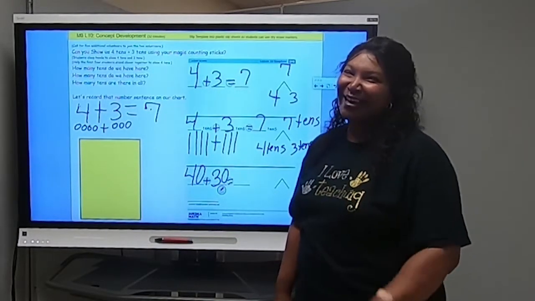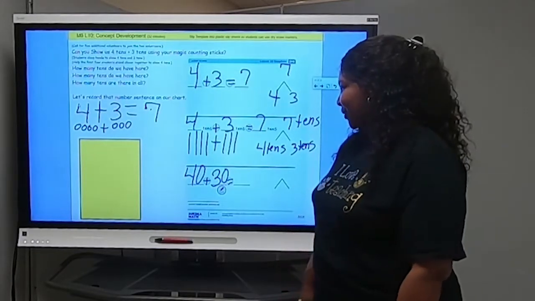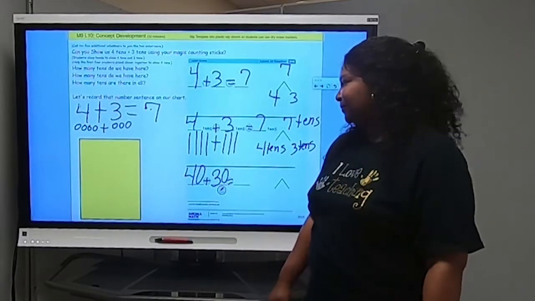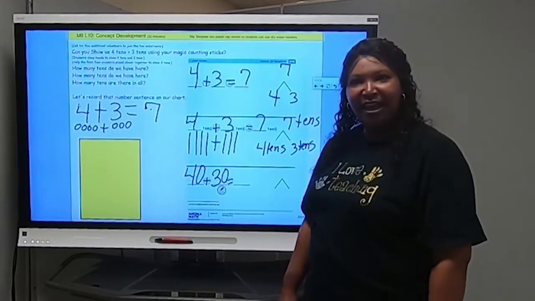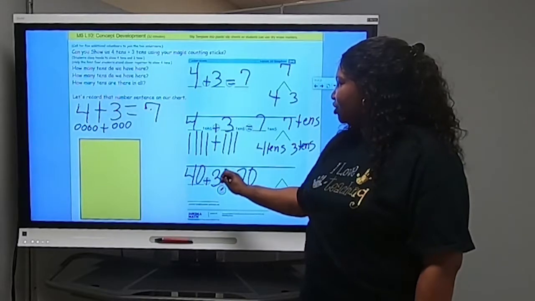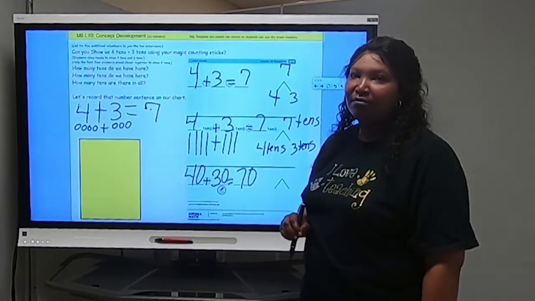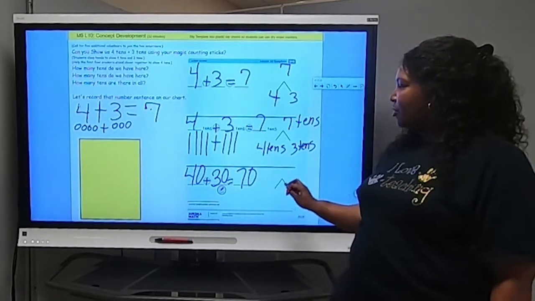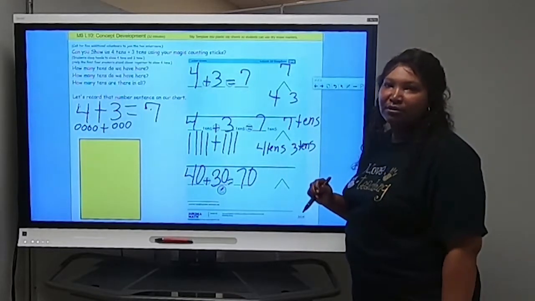Not 100. That's goofy. You're being funny, okay? Let's try again. Yes, 70. Good job. Because we only changed the units. We did not change the what? The numbers. Do you think that this number bond will look any different from those?